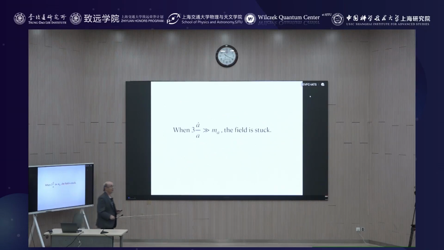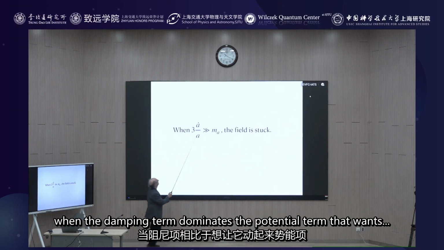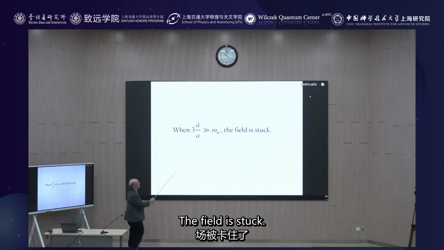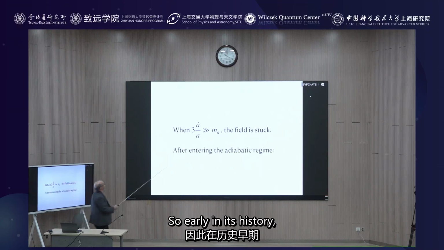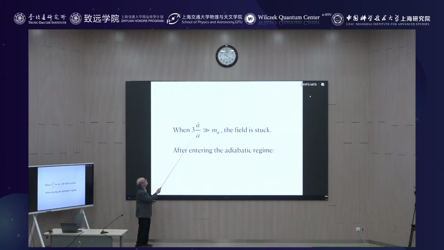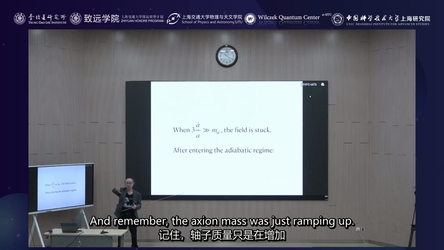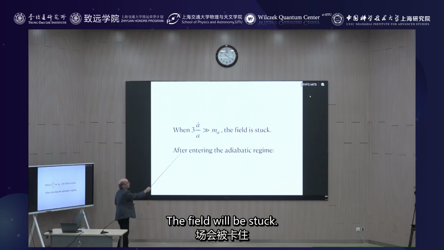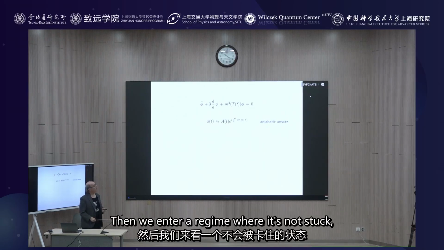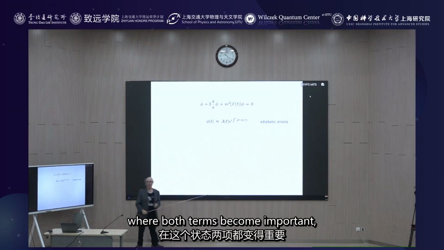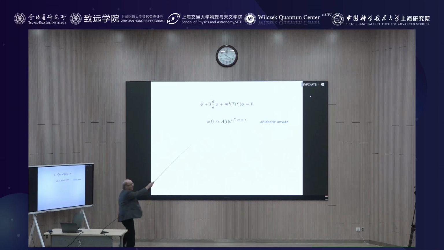Okay. Remember, we had a damped harmonic oscillator. When the damping term dominates the potential term that wants to make it move, the field is stuck. We're overdamped. So early in its history, when the universe is expanding rapidly, and remember the axion mass was just ramping up, the field will be stuck. Then we enter a regime where it's not stuck, where both terms become important, okay? Where it's damped, but it's still oscillating, okay?